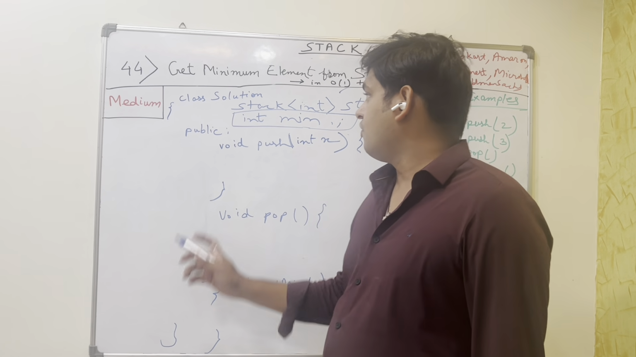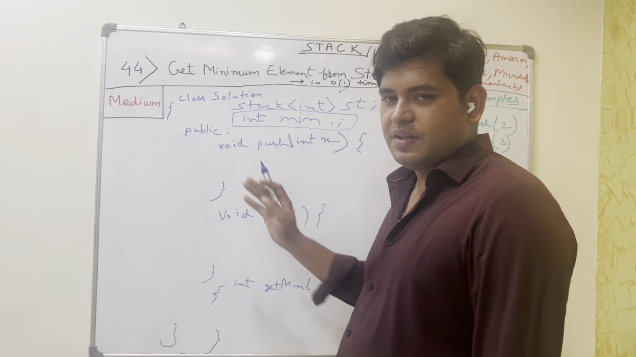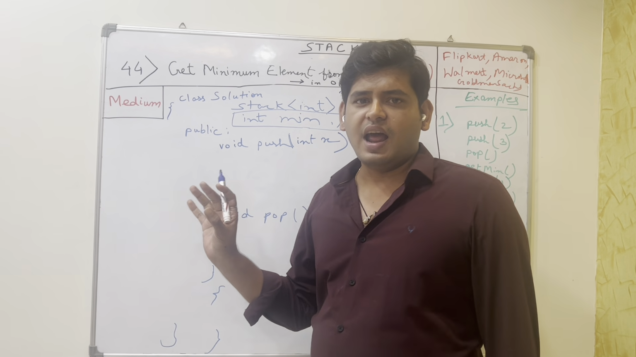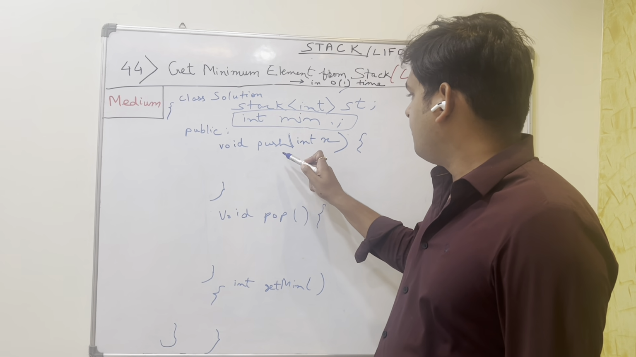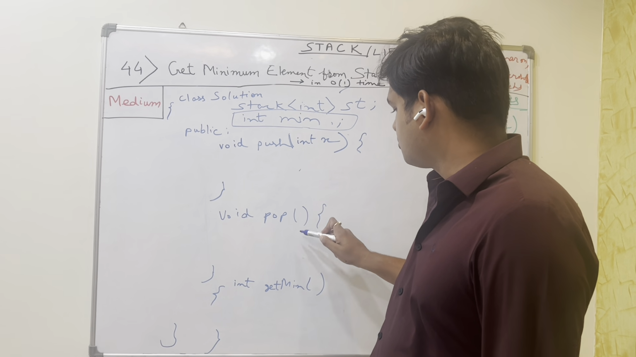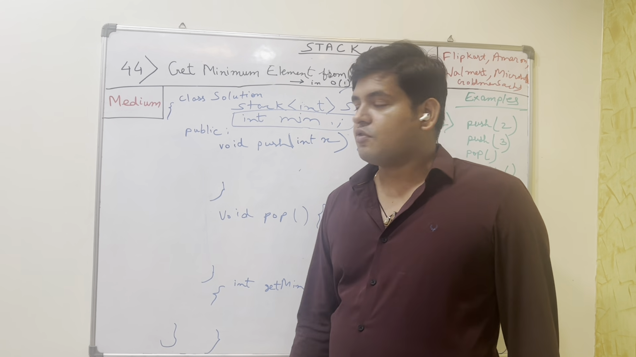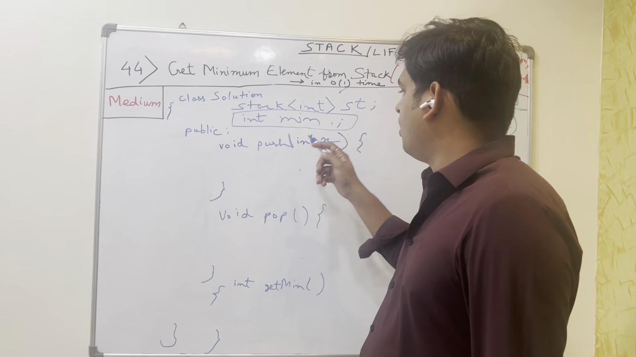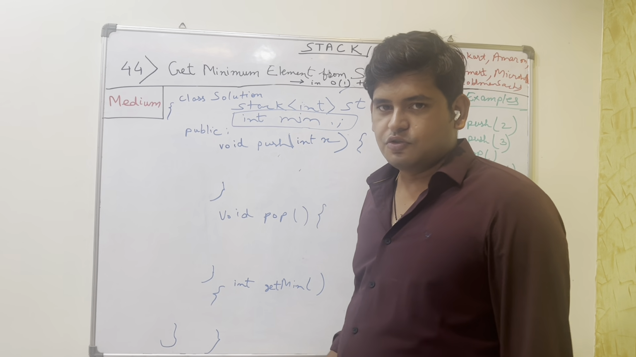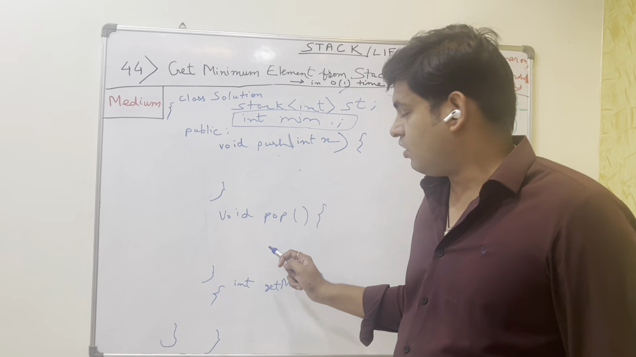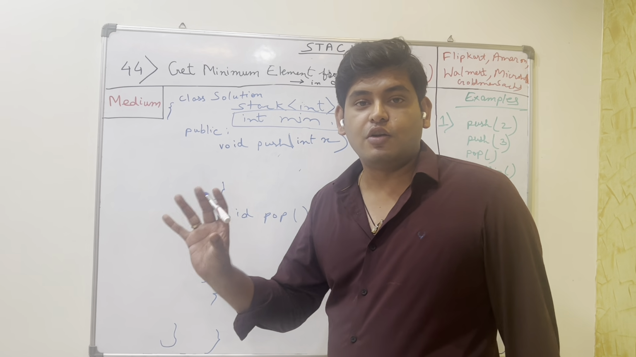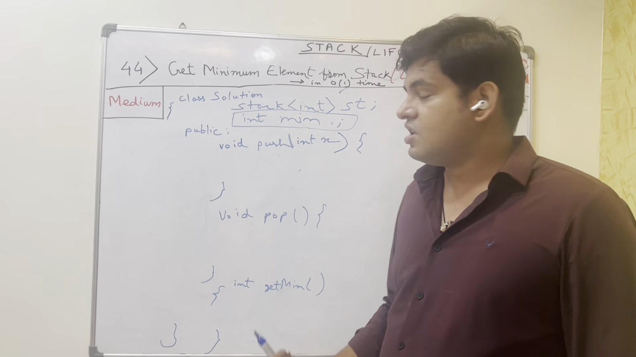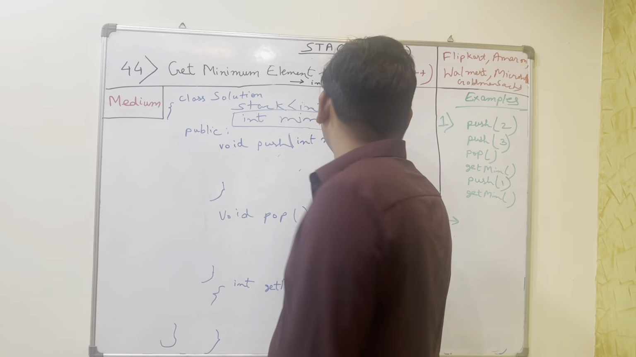We need to design a class which has a stack data structure in it, and we need to define these three functions: push, pop and get min. When we insert any element into the stack, we call the push function. When we pop out an element from the stack, we call the pop function. And when we want to get the minimum element that is present in the stack, we call the get min function. So let's look at this example.